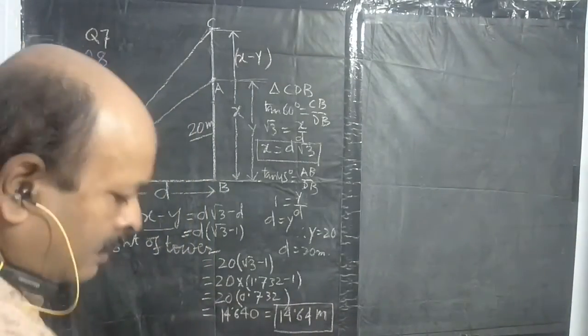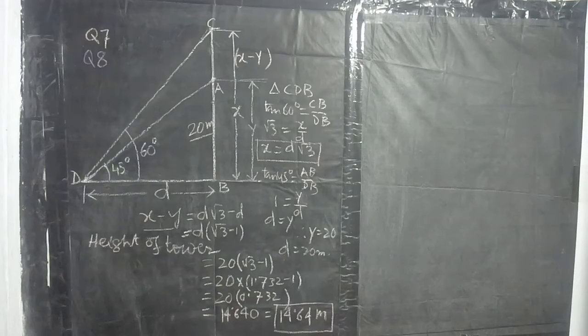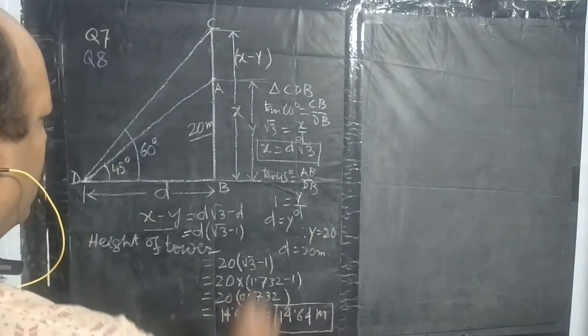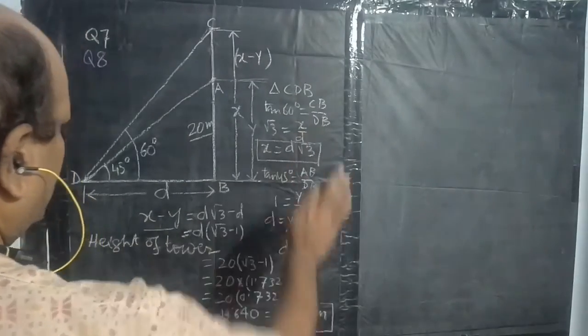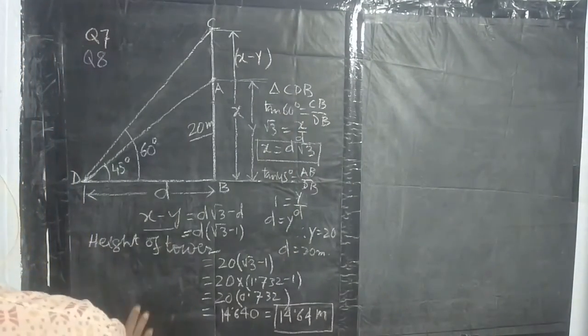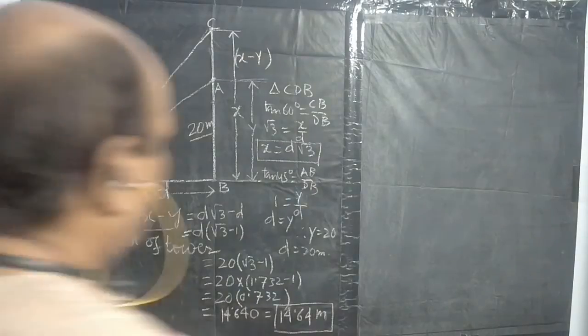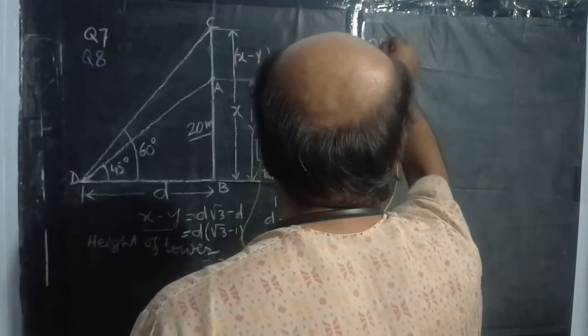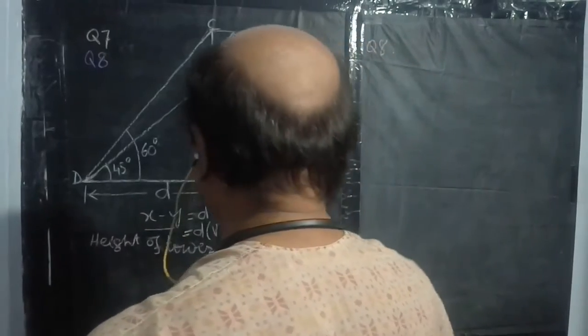In a very simple way we have calculated the question. First we have to formulate a relation. The same relation we'll use to solve question 8. Now look at question 8. Question 8, the same question, same diagram. What is it telling?